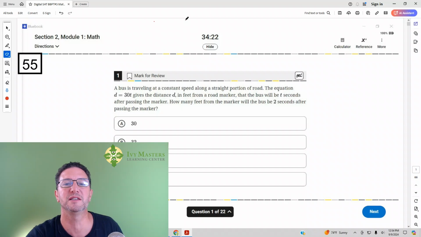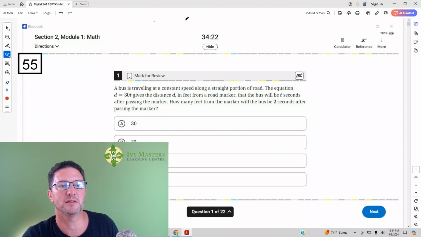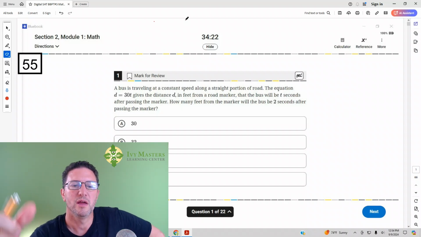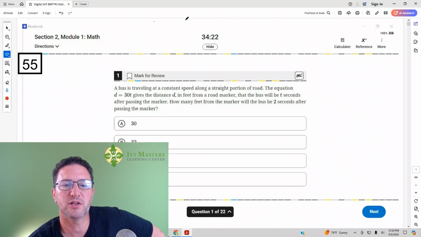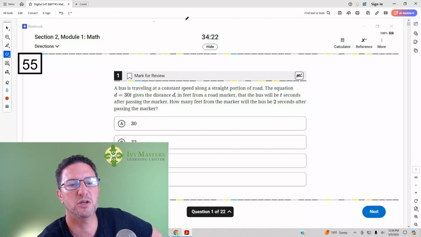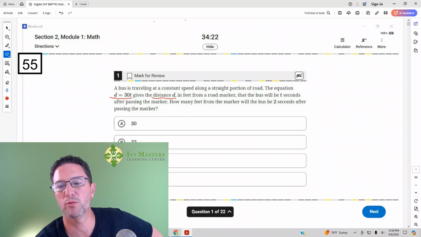from Digital SAT Test 3. This is number 1. And the question reads, a bus is traveling at a constant speed along a straight portion of road. The equation d equals 30t gives the distance d in feet from the road marker that the bus will be t seconds after passing the marker. How many feet from the marker will the bus be 2 seconds after passing the marker?